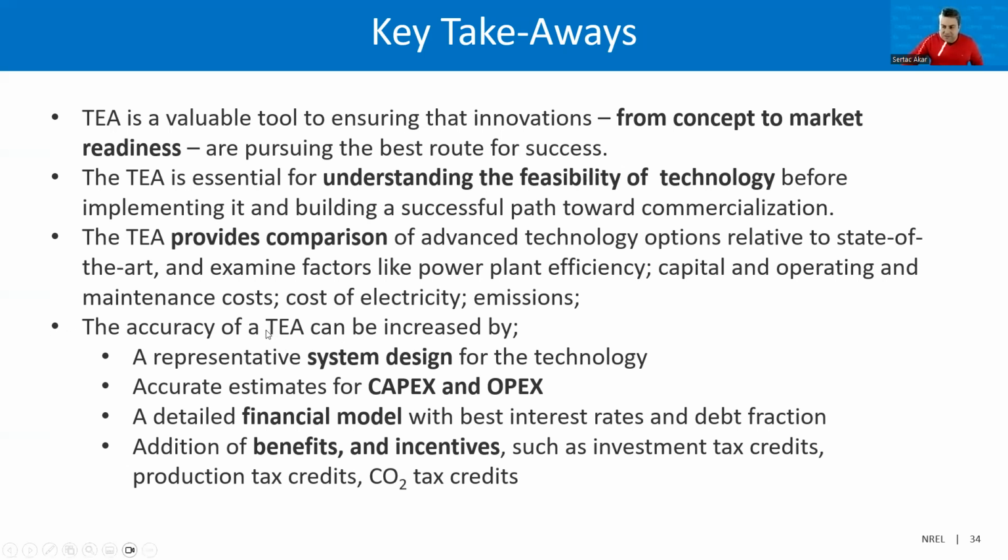And the TEA can be better if we have a better understanding of the system design, if we know our costs better, such as CapEx and OpEx, if we understand our financial model and come up with a better financial model, and of course, if we have the benefits and incentives, as I explained in the last example. If we have this information, we can have a more accurate TEA.